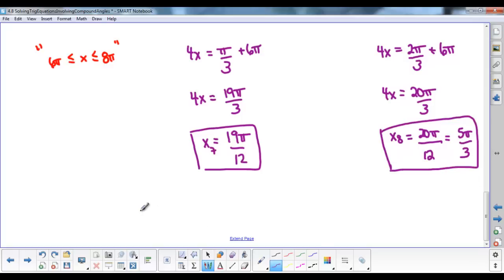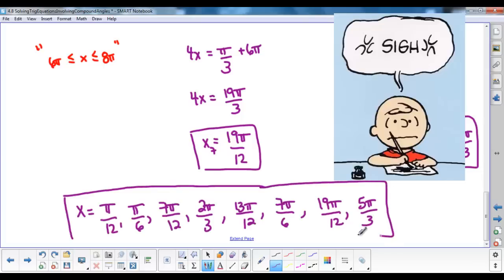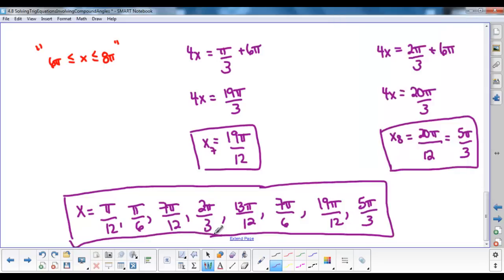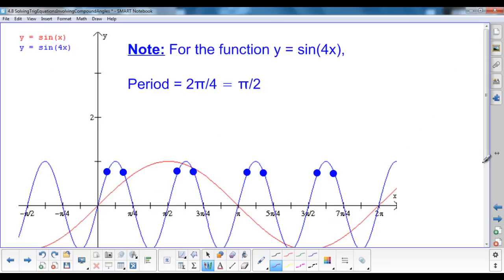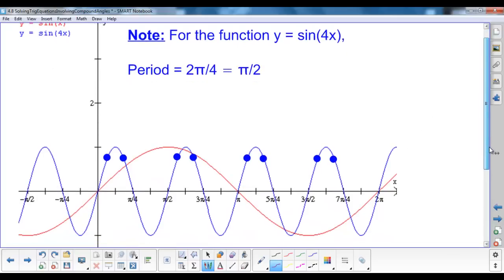Okay, so what we do have here are 8 possible answers for x. So a little long, but all of these answers are valid. Okay, so again, I'm going to show you visually why this happens. So we'll take a look at our sine graph. So our sine graph here is in red, and we're focused between 0 and 2 pi.